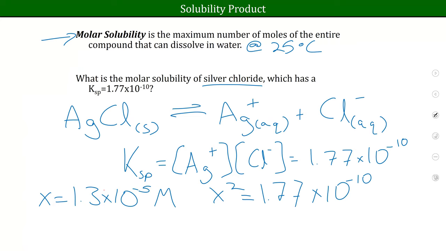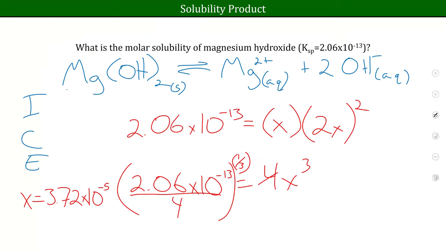What happens if you're not starting with DI water? Yep. That's going to mess with things because now you don't get to put zero in for your initial. You're still going to set up your ICE table the same way, but it's not going to be zero plus X. It's going to be some number. If you have a starting concentration of chloride, there's going to be some number there already. So it'll be something plus X. Which again, you might have to get out a solver to solve that. We'll do some practice with that after we take a break. Let's come back at 5 after. Unless I tell you otherwise.